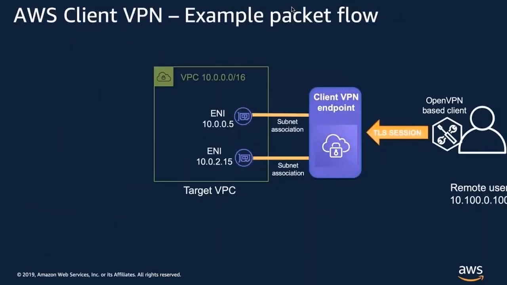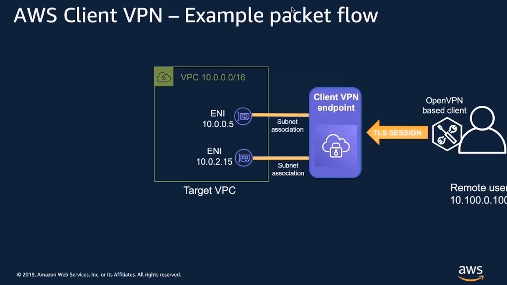So to get a little bit of a better picture of how it looks, we can do a packet flow or packet walkthrough for some of those use cases. So let's start with a scenario where we have a VPC. We have our subnet associations. And as you see here, we actually gave those Elastic Network Interfaces IP addresses. So these will be auto-assigned where the associations are created.